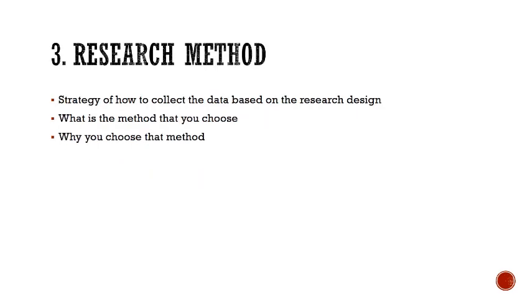The third one is research method. This is your strategy to collect the data. But before you can go to research method, you need to check your research design first. So the method you need to choose, you need to tell what is the method that you choose. Okay, and then you need to tell why you choose that method, meaning the advantage. What is research method? You need to read the textbook. You need to have a proper textbook.